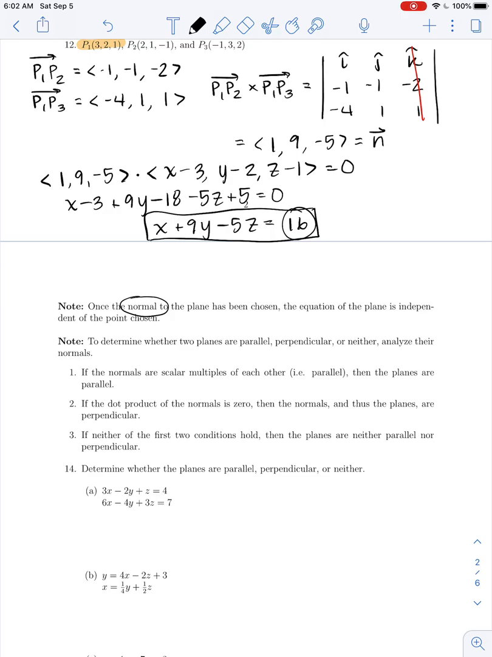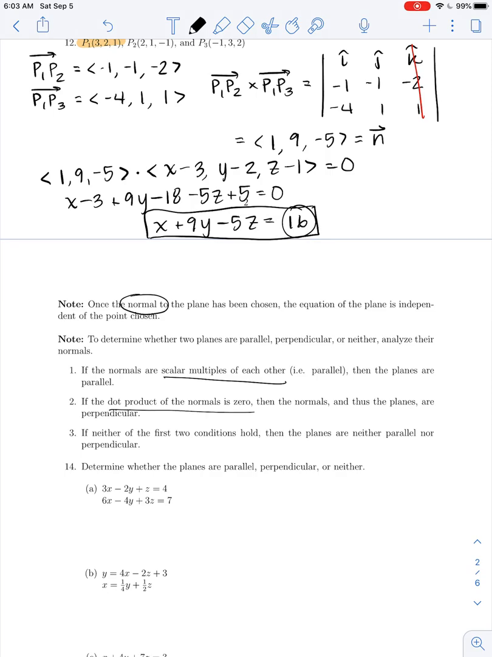Our next note here is going to say how to determine whether two planes are parallel, perpendicular, or neither. So in order to do that, we want to identify the normal vectors from each plane, and then we're going to compare them. So if the normal vectors are scalar multiples of each other, in other words, that means that those two normals are parallel. Then if the normals of two planes are parallel, the planes themselves are also parallel.